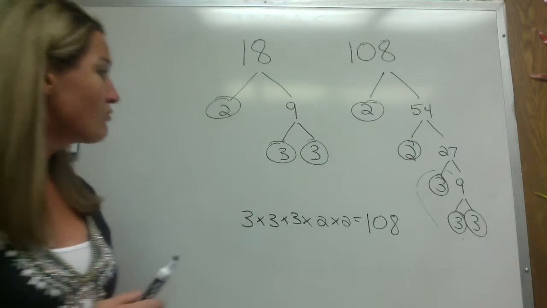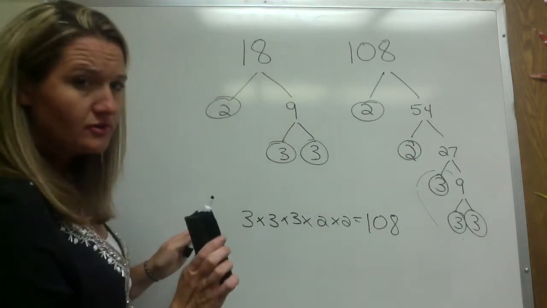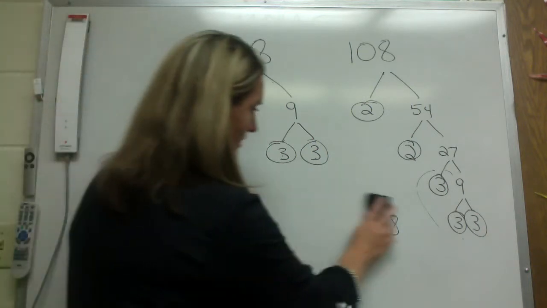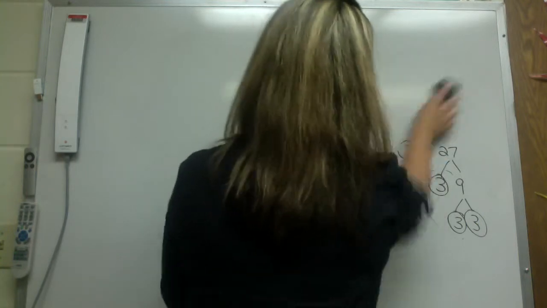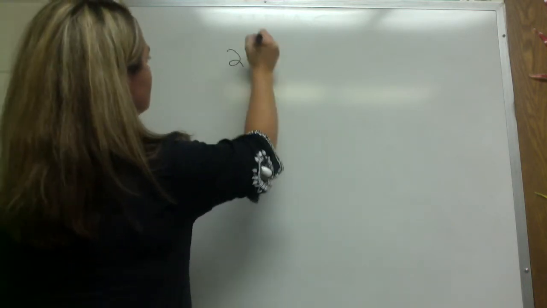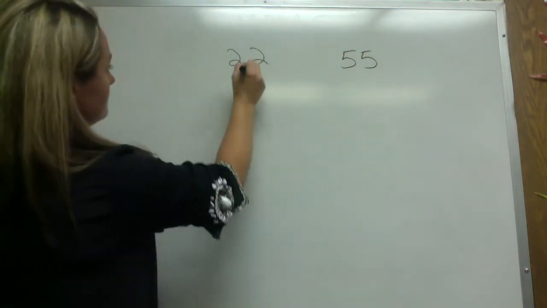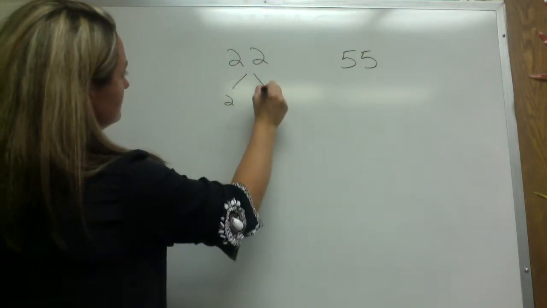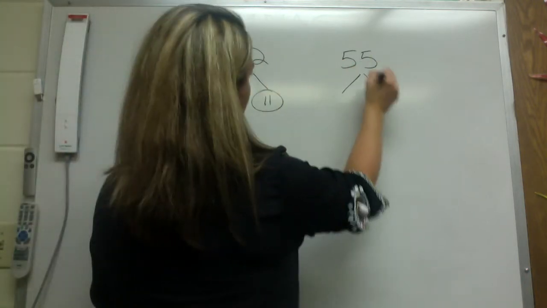All right, let me do one more. I really prefer this way, but I know it can be confusing. Let's do 22 and 55. 2 and 11. 5.